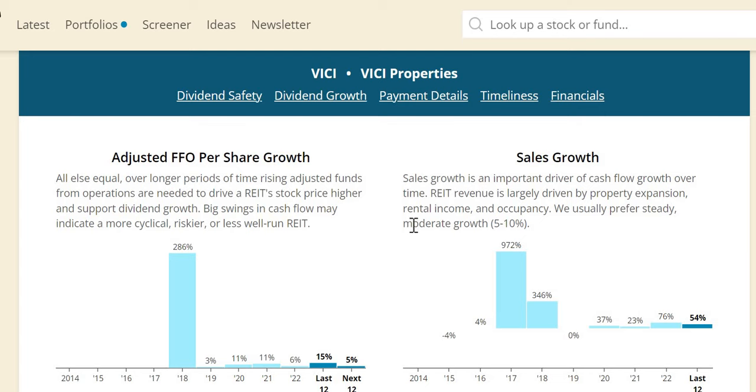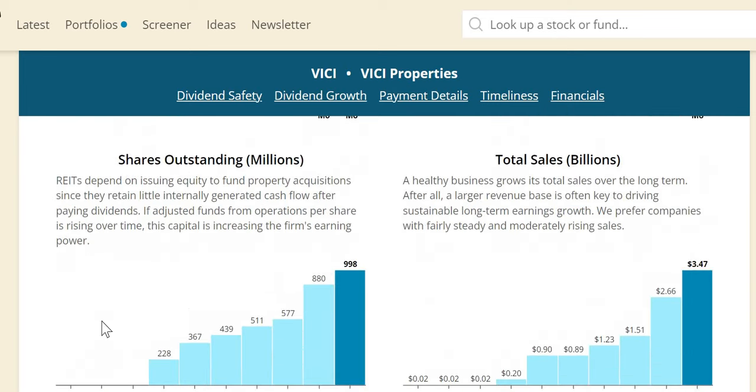Again, when we look at sales growth, we see steady, moderate growth of 5 to 10%. 2020 to 2023, very, very strong double digit growth to their top line. And that is what we like to see from these REITs, alongside their adjusted funds from operation per share growing at a very, very strong rate.